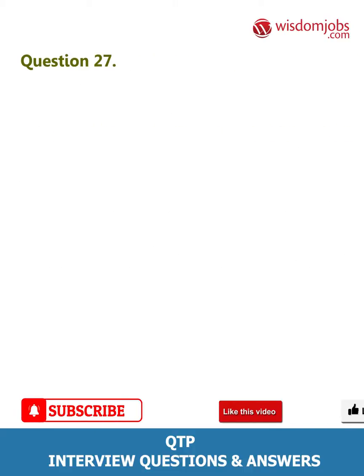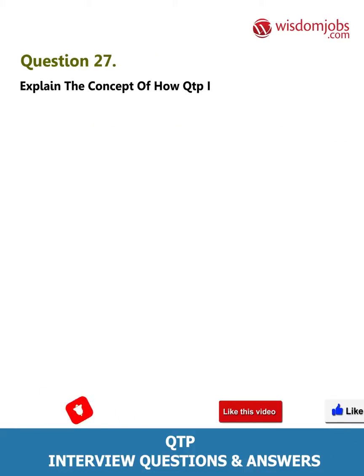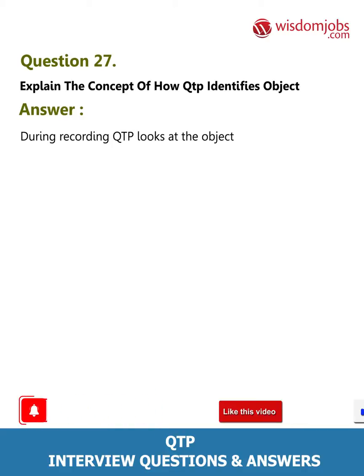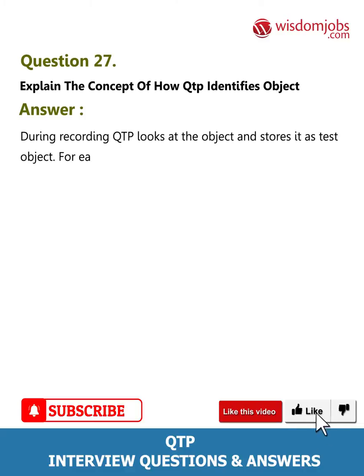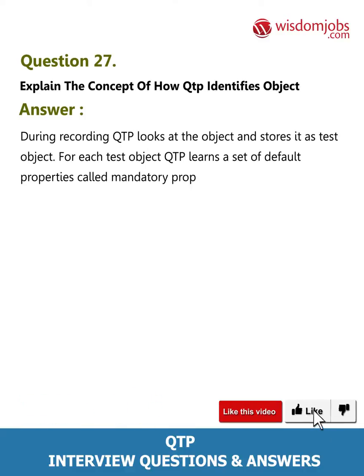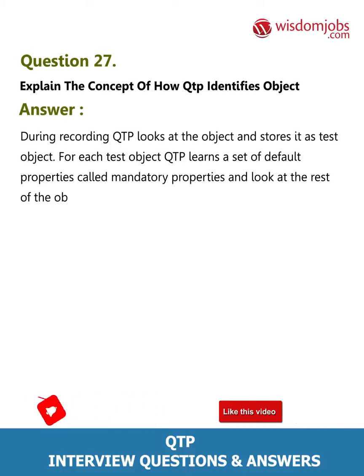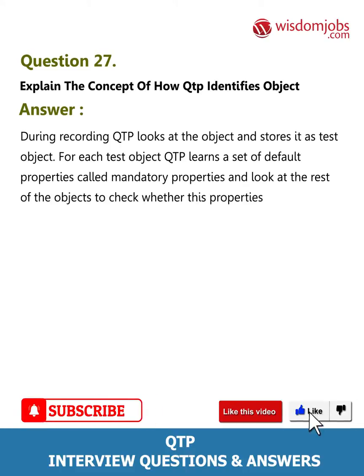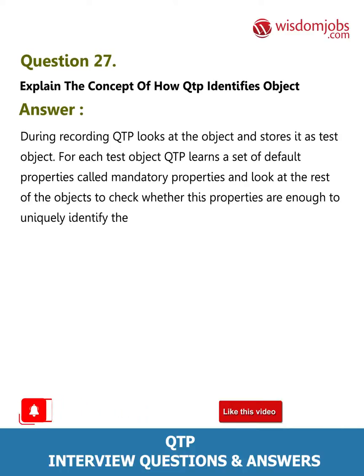Question 27. Explain the concept of how QTP identifies objects. Answer: During recording, QTP looks at the object and stores it as a test object. For each test object, QTP learns a set of default properties called mandatory properties and looks at the rest of the objects to check whether these properties are enough to uniquely identify the same object during the test run.